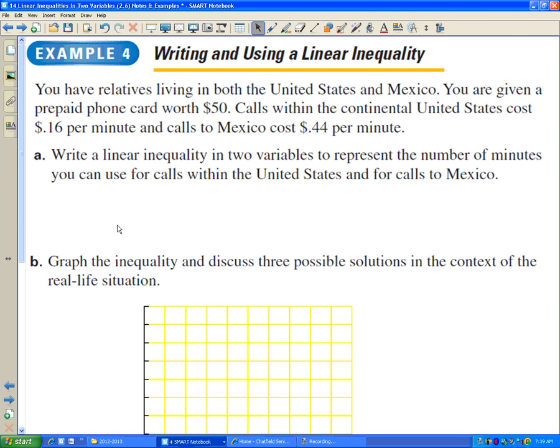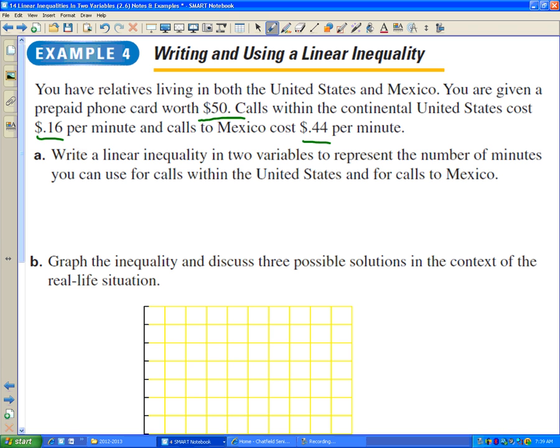Writing and using a linear inequality. We're going to actually use this based off of word problems. You have relatives living in both the United States and Mexico. Woohoo, good for you. You are given a prepaid phone card worth $50. Calls within the continental United States cost 16 cents per minute. Calls to Mexico cost 44 cents per minute. Write a linear inequality in two variables to represent the number of minutes you can use for calls within the United States and for calls to Mexico.